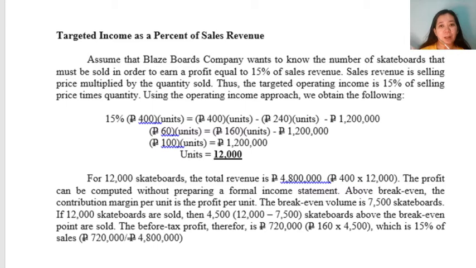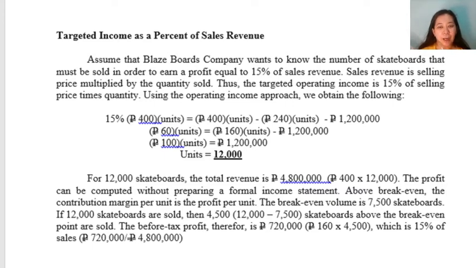Here, the sales revenue is the selling price multiplied by, of course, the number of units sold. So the target operating income is 15% of the sales revenue. Using the operating income approach, we obtain the following. The formula is 15%, that is the target profit, times the selling price and the number of units sold. So we derived the formula.